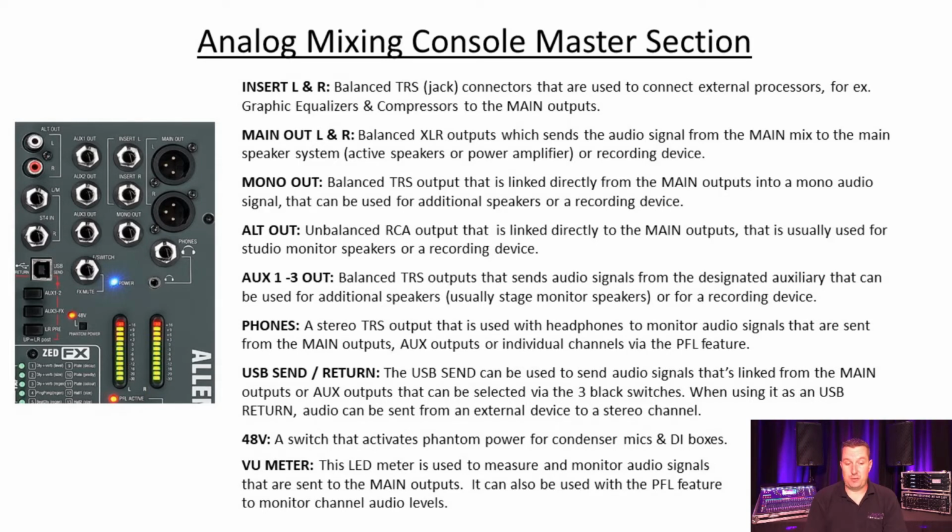The 48-volt switch. This is a switch that activates phantom power for condenser mics and active DI boxes. And the VU meter. This is an LED meter that is used to measure and monitor audio signals that are sent to the main outputs. It can also be used with a PFL feature to monitor channel audio levels.